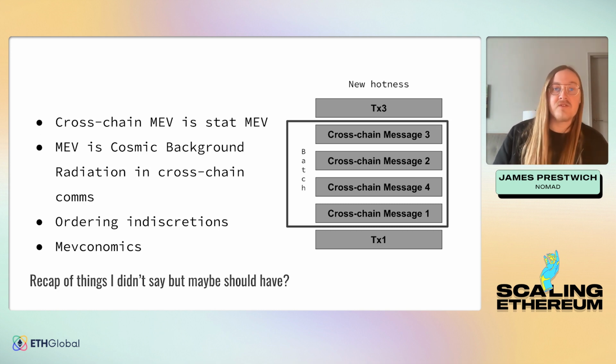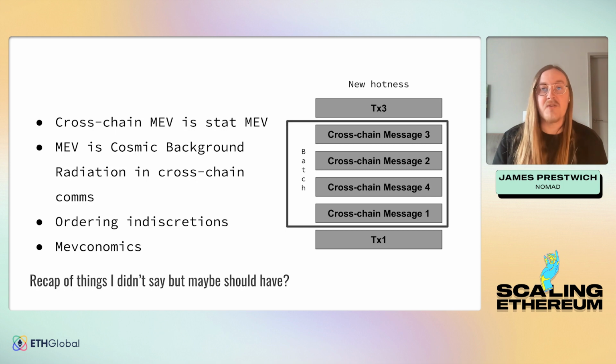One of the things I wanted to say is that cross-chain MEV is almost exclusively statistical MEV. It has risk involved because it plays out over multiple transactions. And MEV is the cosmic background radiation in cross-chain comms, going from everywhere to everywhere all at once. Every chain is being statistically arbed against every other chain at the same time. But you can't use that communication to carry any useful message.